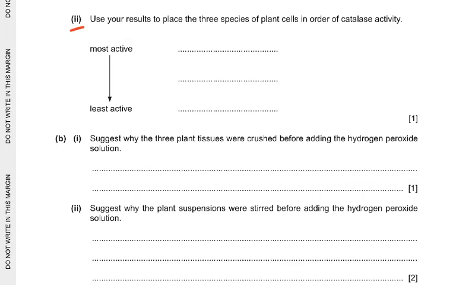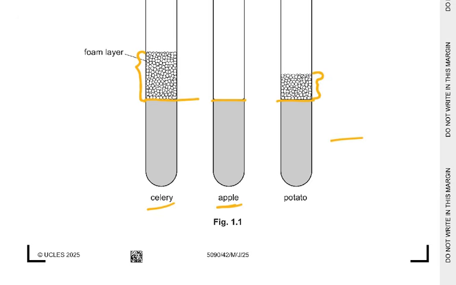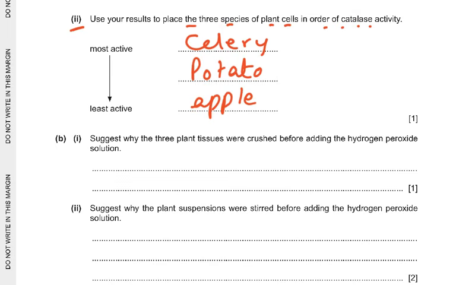Then it says part 2, use your results to place the 3 species of plant cells in order of catalase activity. So the more the foam, the higher the catalase activity. So you can say celery had the greatest activity, then potato, and then apple, because apple seems to have no activity. So celery, potato, and apple got you 1 mark if you were very clear about, you see, more the foam, more the catalase activity, but that's what they told you in the question. So if you were reading the question properly, you would have figured this out.